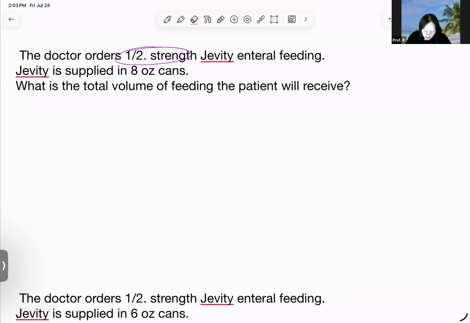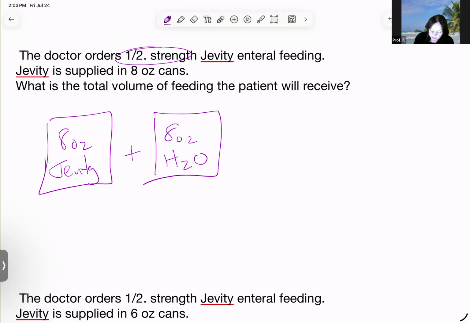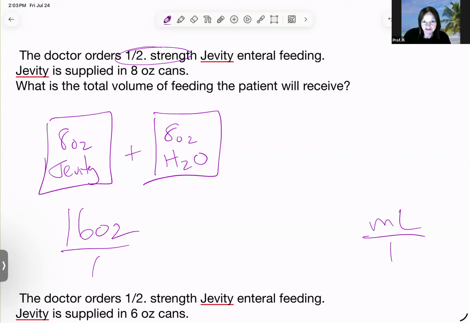All right. So you go into the pantry and there is an 8-ounce can of Jevity. And you know to dilute it, you need to add equal parts water, 8 ounces of water. But the question wants to know the total volume. Well, the total volume, 8 and 8 is 16 ounces. But I know as part of intake and output, I have to automatically convert it to milliliters. So now my given is 16 ounces and my wanted is milliliters.